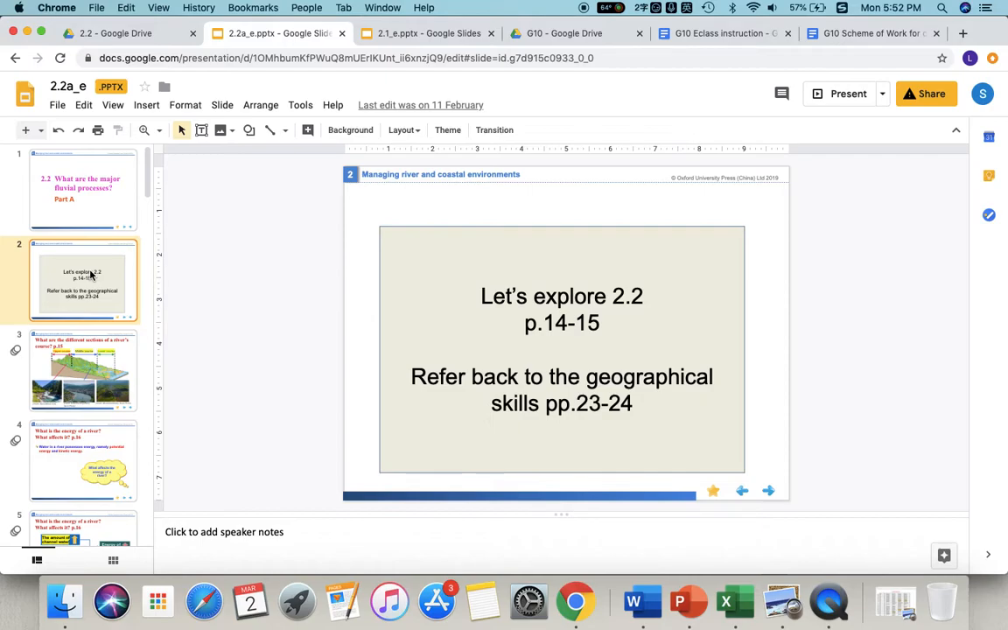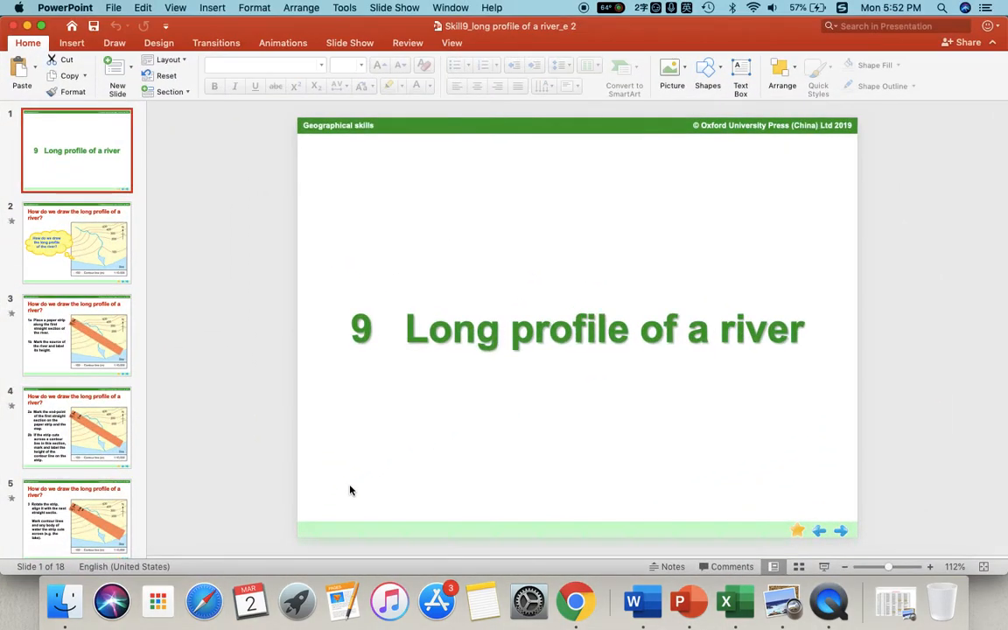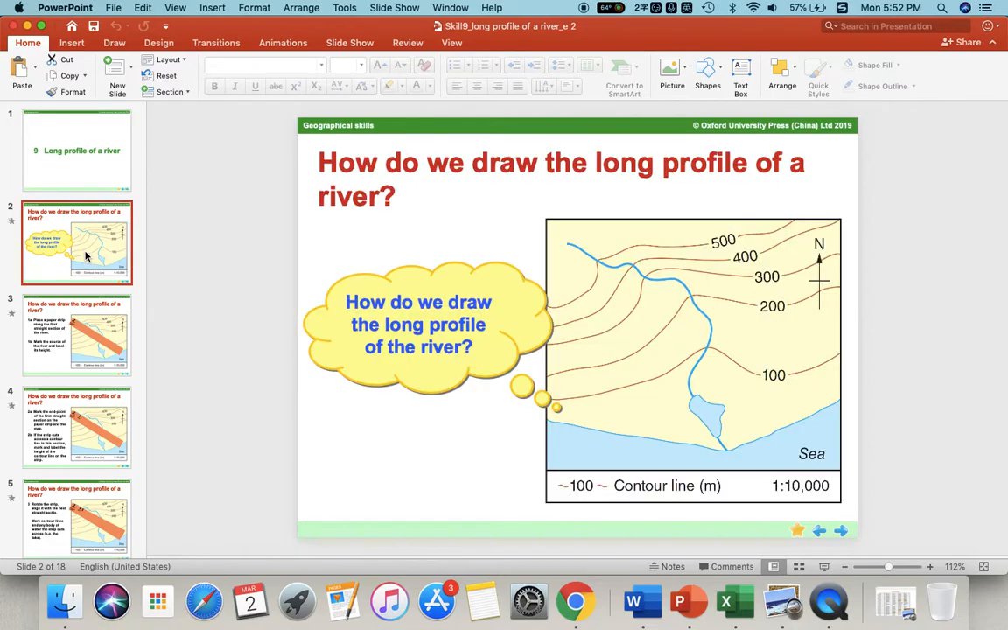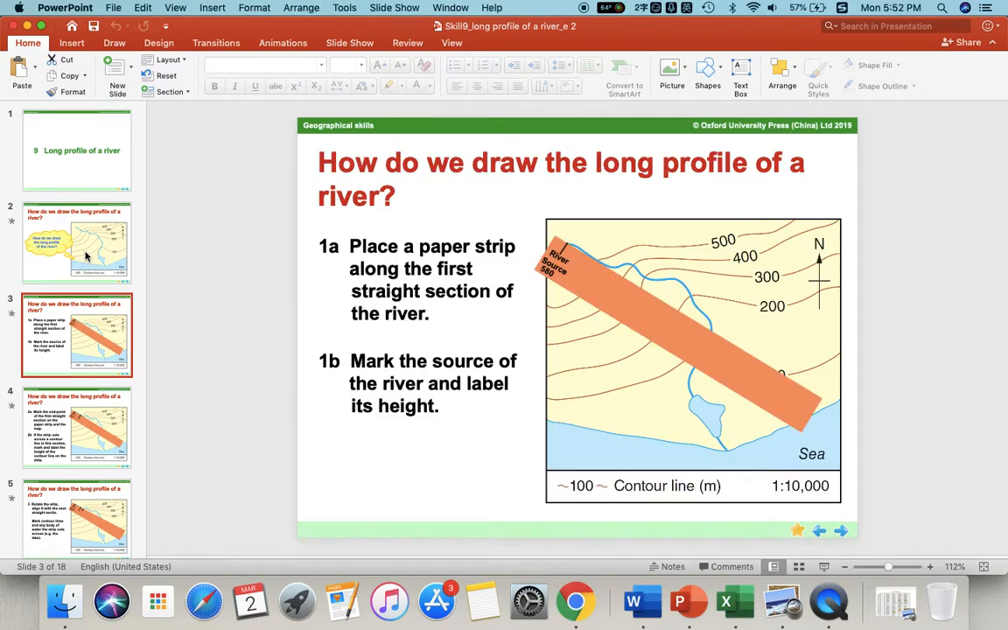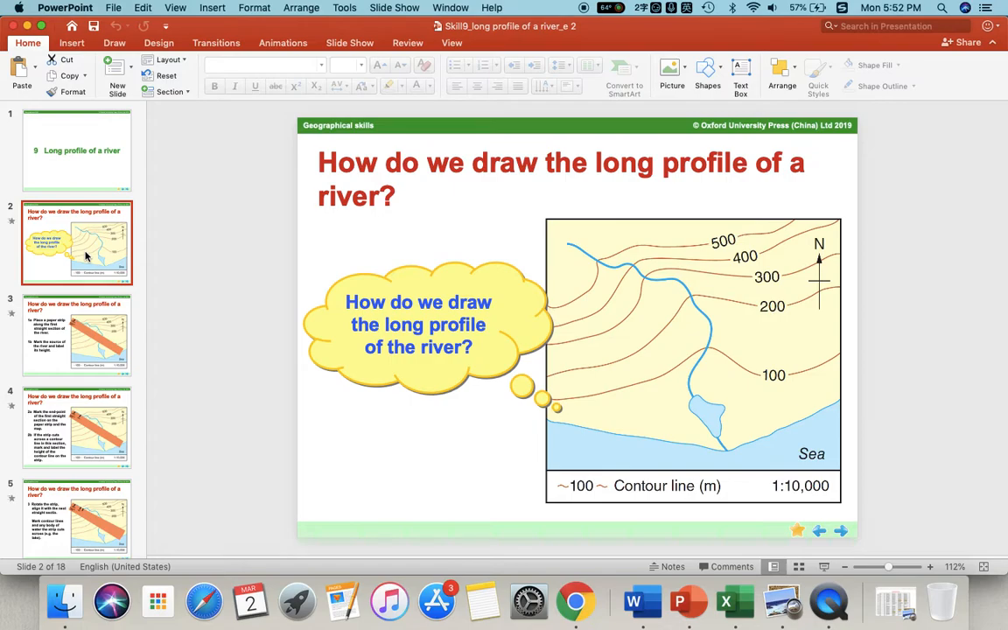to 15, as you might not know how to draw the long profile of a river. So I have also attached the PowerPoint to you, and here I'm going to go through it quickly about how to draw the long profile of the river. The long profile of the river basically is something like a cross section of the river. Okay, so first of all, it's similar to the cross section that you have learned in Form 3.